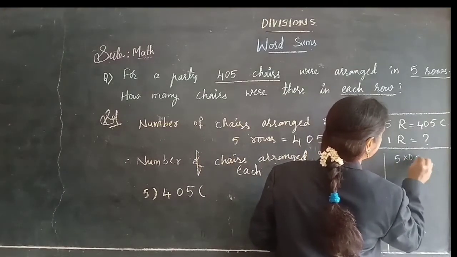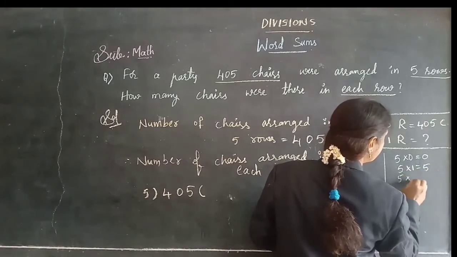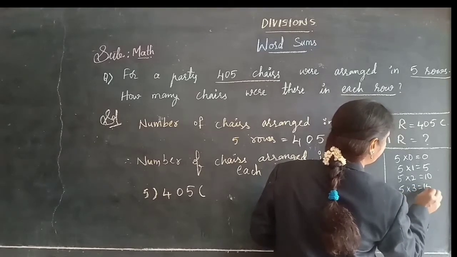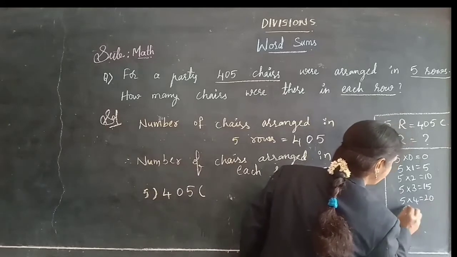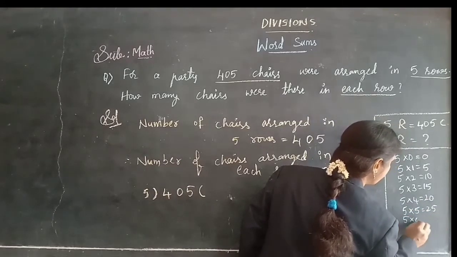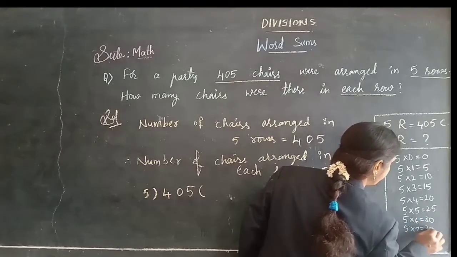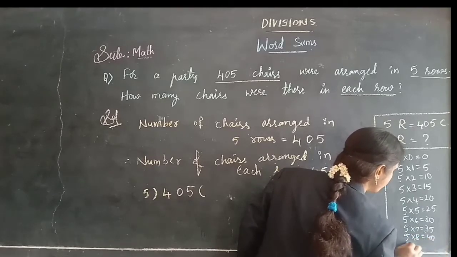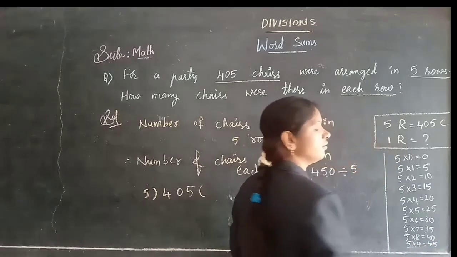5 zeros are 0, 5 ones are 5, 5 twos are 10, 5 threes are 15, 5 fours are 20, 5 fives are 25, 5 sixes are 30, 5 sevens are 35, 5 eights are 40, 5 nines are 45 and 5 tens are 50, children.